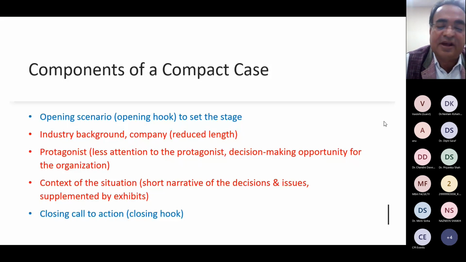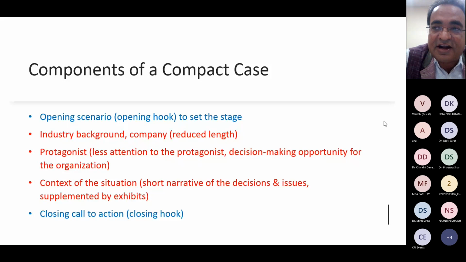So the industry and company are fairly known, so you need to reduce the length. Then you move to the protagonist here. Interestingly, in this case, and I think you could relate it to what Dr. Kedar was probably asking Dr. Shalini. When you're talking of a compact case, in a traditional case you would be writing a para on the protagonist. Here, you have fewer words to sketch the protagonist, and it is also assumed that the protagonist is pretty popular or famous.